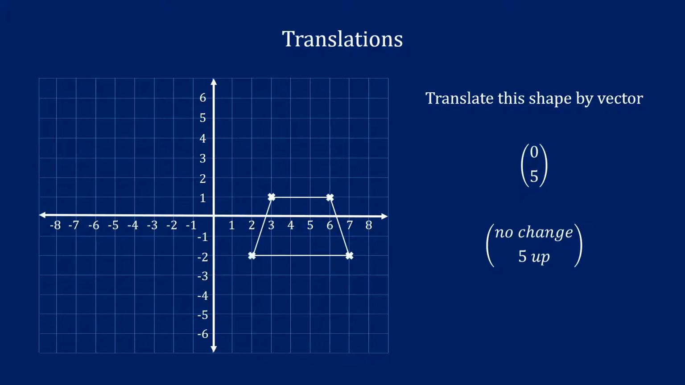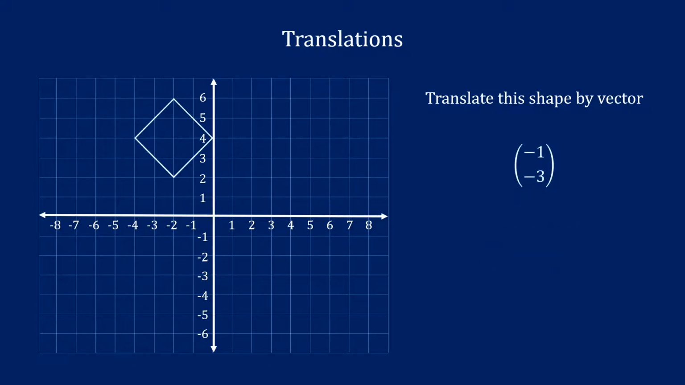Again, we mark our corners. We're going to go 5 up only. So first corner, second corner, third corner, and the last one. We got all 4, we do our shape. Easy peasy. Alright, pause here, come back when you got an answer.